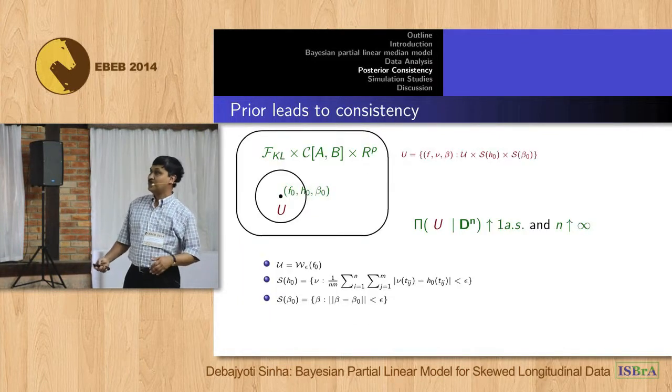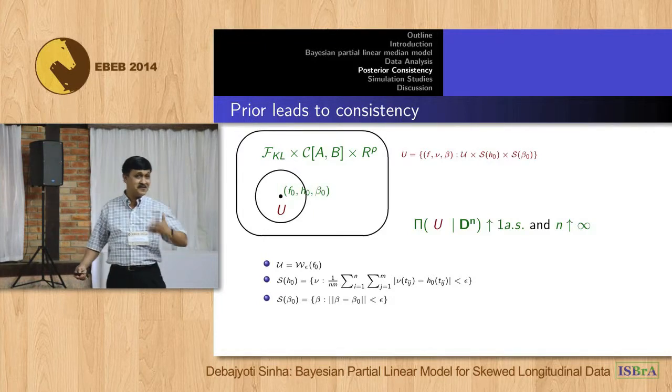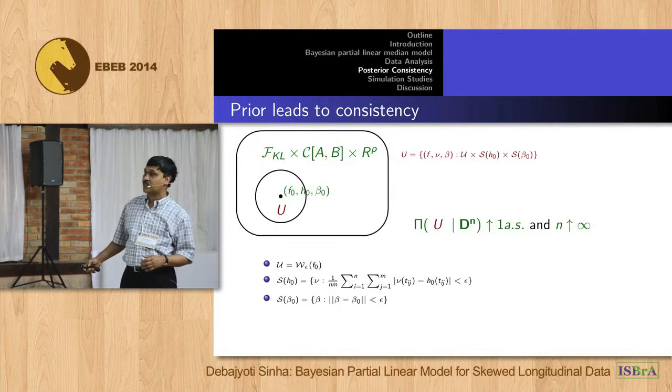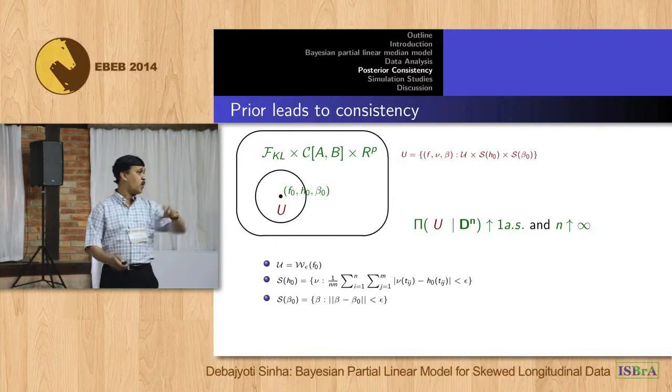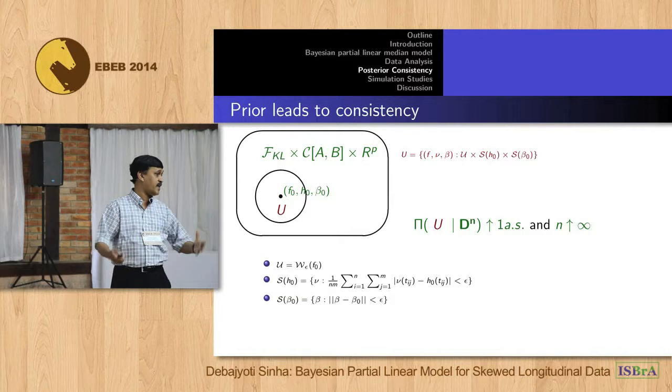So let's look at the major results. Say this is the set of all models, and this is the true model. You look at a set around it, properly defined, which requires a proper distance. Then you can consider the probability that F belongs to this set given the data. As the sample size goes to infinity, it goes to 1 almost surely. That's the major result. However small you set your neighborhood of the truth, as you gather more and more data with this structure, your posterior probability of that set will go to 1.